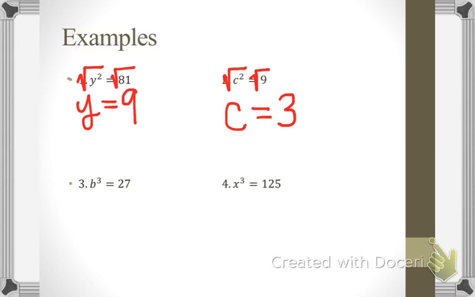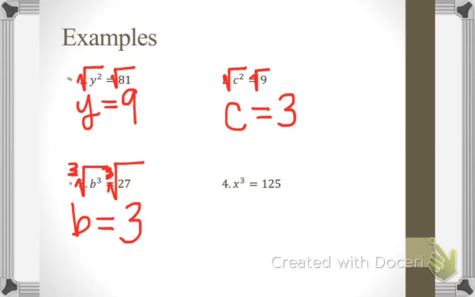Number 3, taking the cube root. B cubed equals 27. The cube root of b cubed and the cube root of 27. The cube root and the 3 exponent cancel, so I'm left with b. The cube root of 27, what times itself 3 times gives me 27? 3 times 3 times 3. So 3 is my answer.